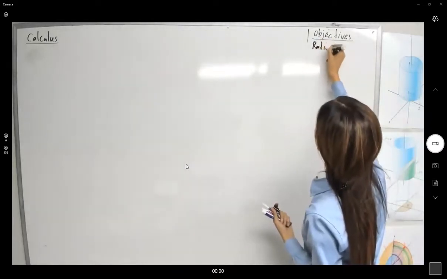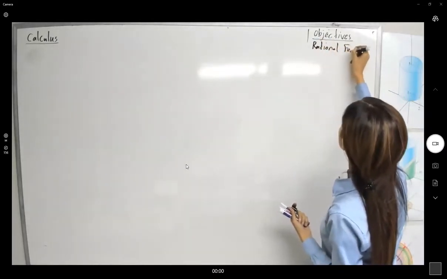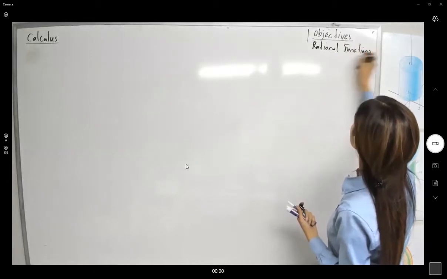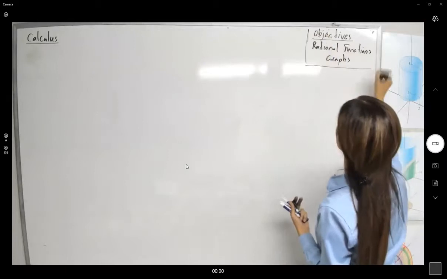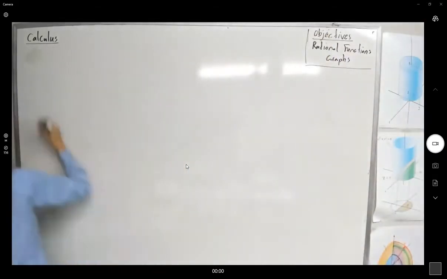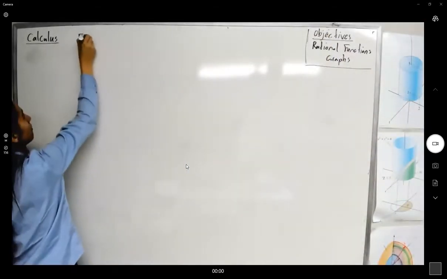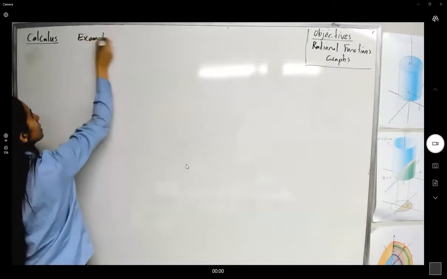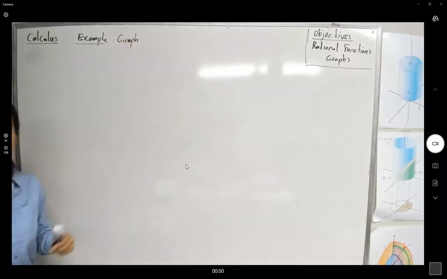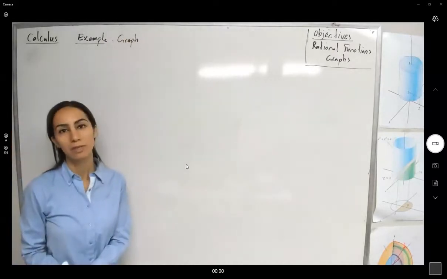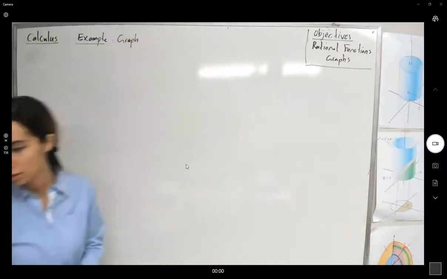Rational functions, graphs, very well. Okay. Example. In this example, we're going to graph a function without using a graphing website or graphing calculator.